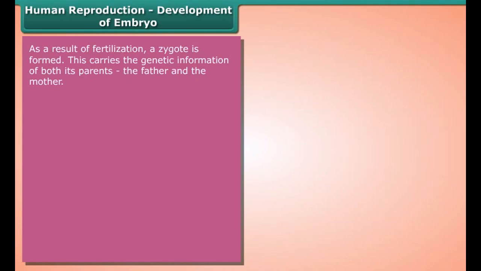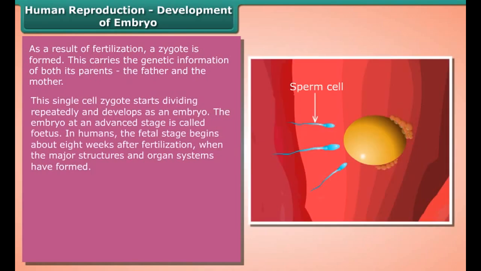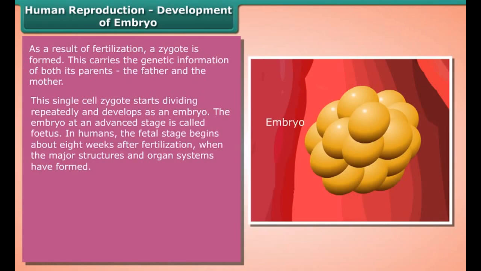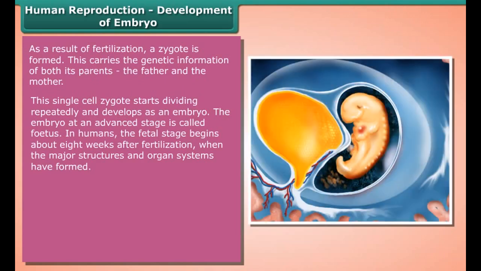Types of fertilization. In some animal species, the process can occur within the body of the female. This is called internal fertilization. Example, human beings. In some animal species, the process occurs outside the body of the female, which is called external fertilization. Example, frogs and fishes.